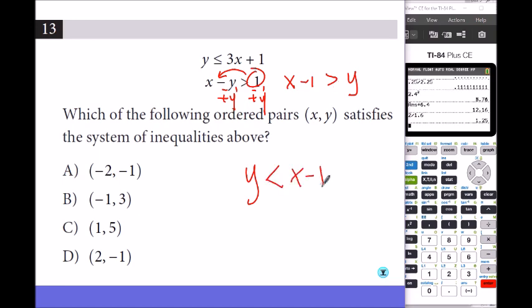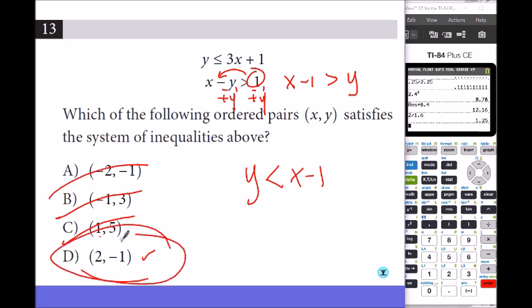So let's see which answer satisfies this. So y is less than x minus 1. So that means x must be greater than y first of all. So x minus 1 is 1. And it's greater, so that works. 5 minus x, 1 minus 1. So again, x must be greater than y. So no, x must be greater, so it has to be D, right? See if this satisfies it to double check your work. So it's -1 less than or equal to 3, 6 plus 1. -1 is less than or equal to 7. So yes, it is D.